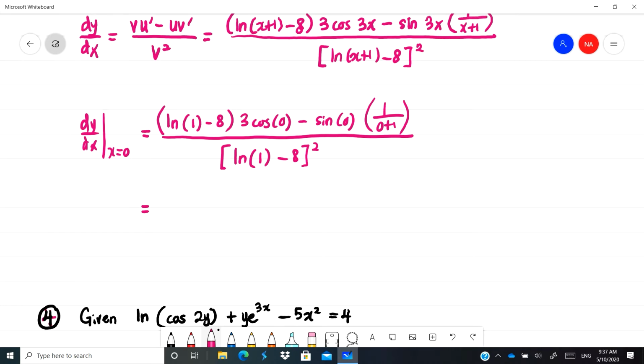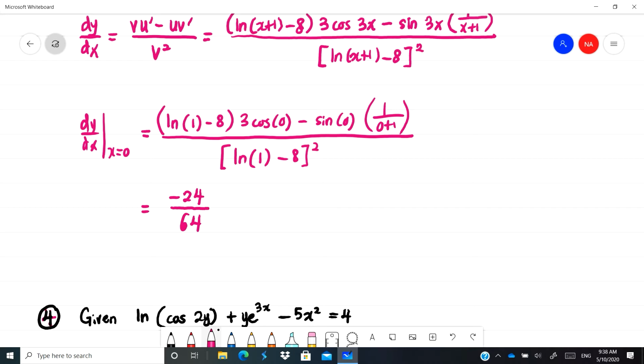So we'll have negative 8 multiplied by 3 cos 0, which is 1, so negative 8 multiplied by 3 you get negative 24. And then this part is 0 because sine 0 is 0. So negative 24 divided by negative 8 to the power of 2. So put in the bracket negative 8, and then take the power of 2 outside the bracket, we'll get 64. So the answer is negative 24 divided by 64.